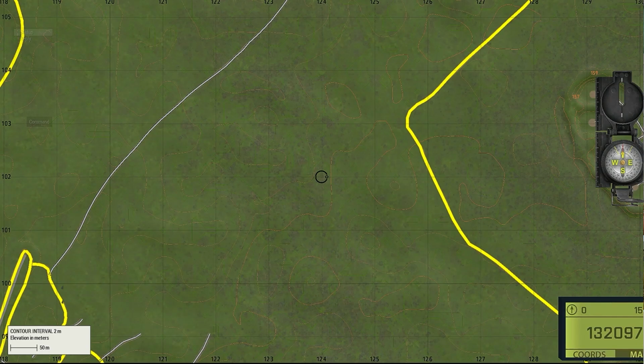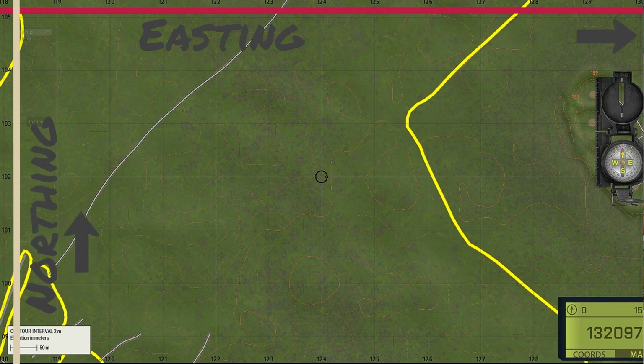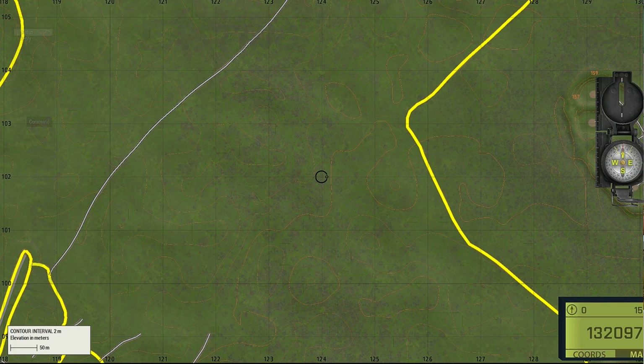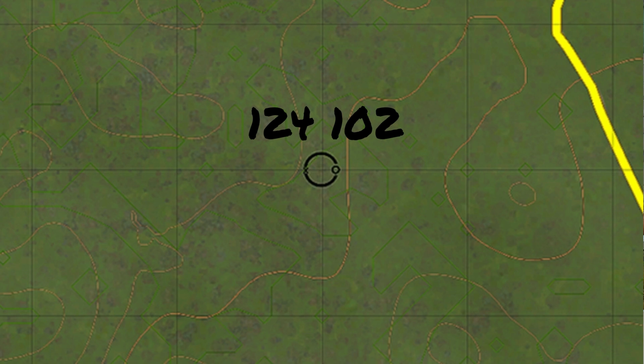Now that we've identified terrain features, we will demonstrate how to read map grids. Map grids are attained by reading the numbers on the top of the map, followed by the numbers on the left of the map. This can also be read as eastings first, which are the numbers that ascend as they go east, then northings, the numbers that ascend as they go north. The 6-digit grid in this example is thus read 1, 2, 4, break 1, 0, 2.